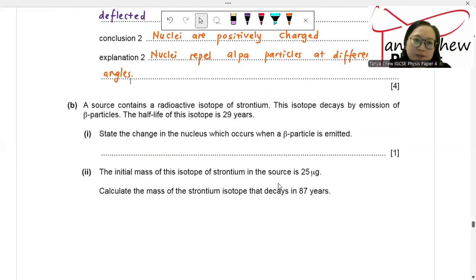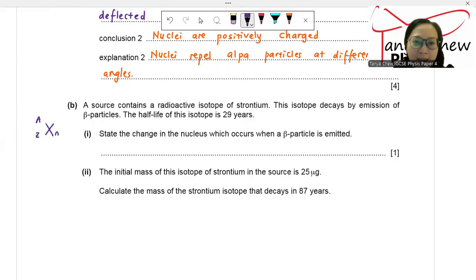Now B, a source contains a radioactive isotope of strontium. The isotope decays by emission of beta particles. The half-life of this isotope is 29 years. First part, state the change in the nucleus. Nucleus contains protons and neutrons. Remember that. Which occurs when a beta particle is emitted. So I have strontium. Okay, I just put it as X. This is the nucleon number. This is the proton number. This is the neutron number.